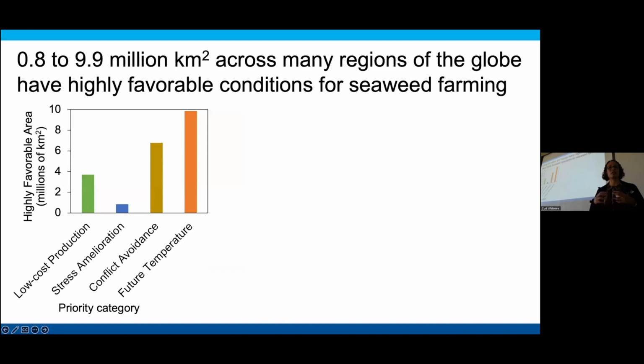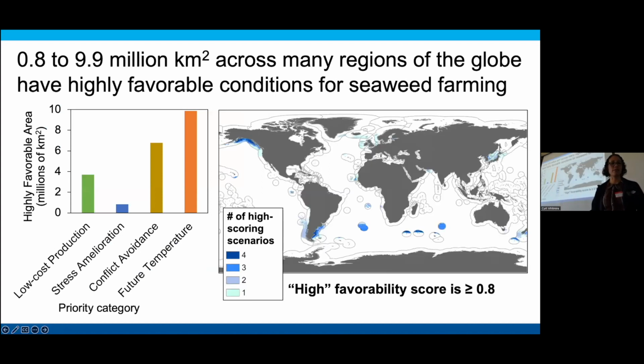So instead of looking at only one of these categories to prioritize, we can look at all of them to see which areas are going to score well, no matter what. So we counted up how many of these different scenarios had high scores or met that 80% threshold for every pixel, and then we mapped it out. And so these darker blues indicate more scenarios that met that threshold, more scenarios with favorable conditions for seaweed farming.